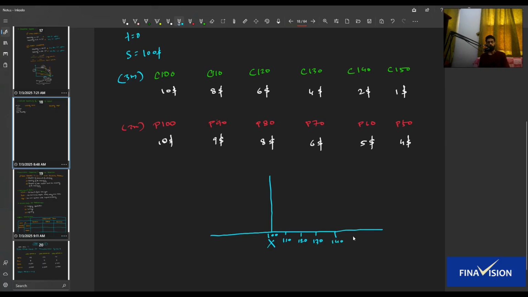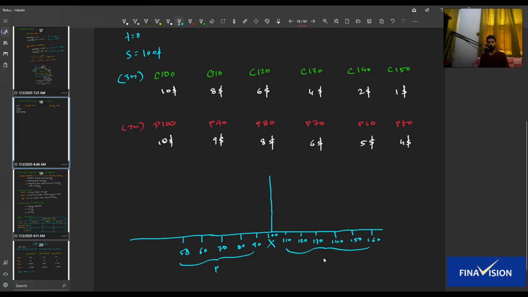$140, $150, $160. Then on the left-hand side, we have 90, 80, 70, 60, 50. These are the put option strikes, and these are the call option strikes.